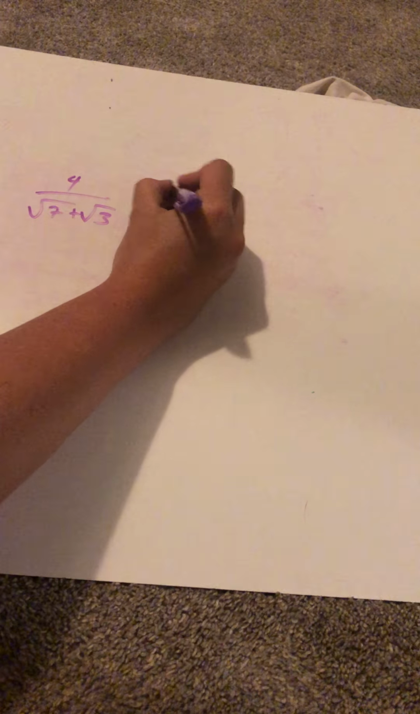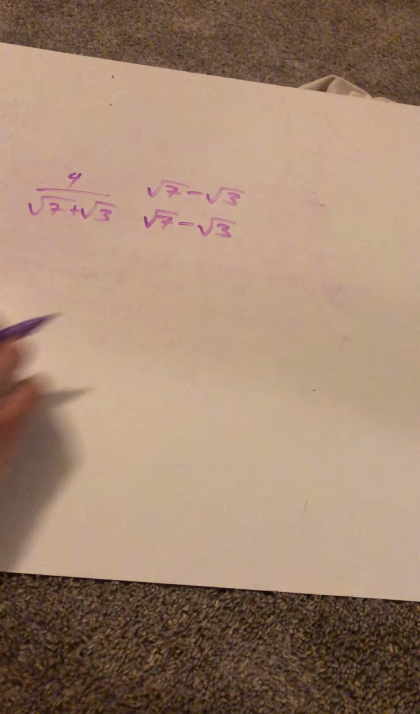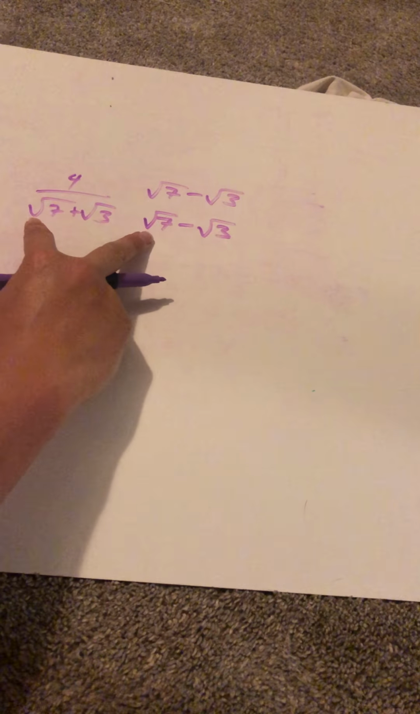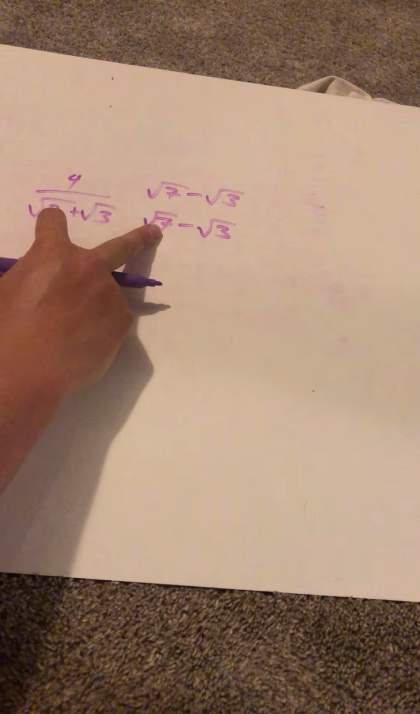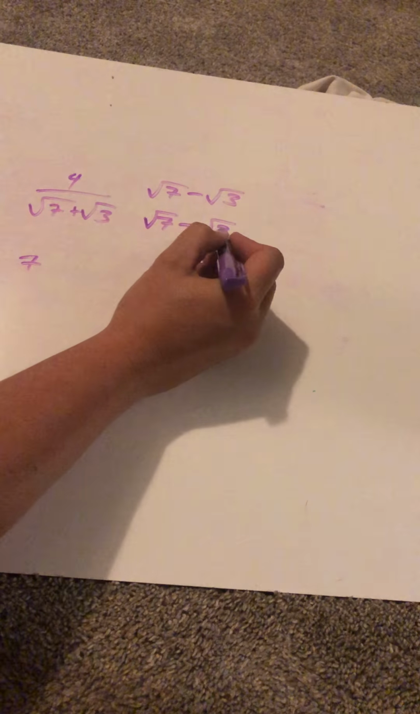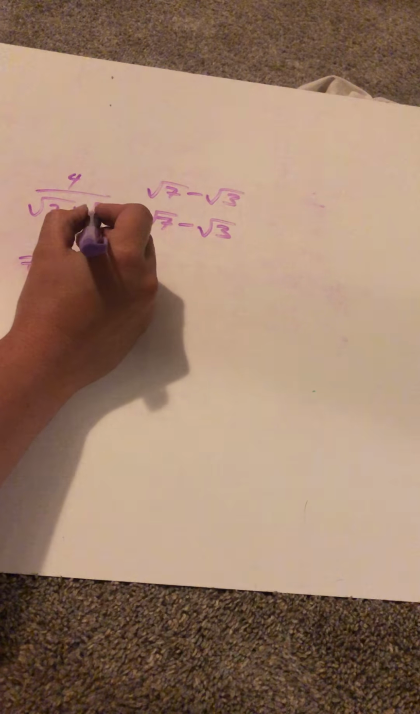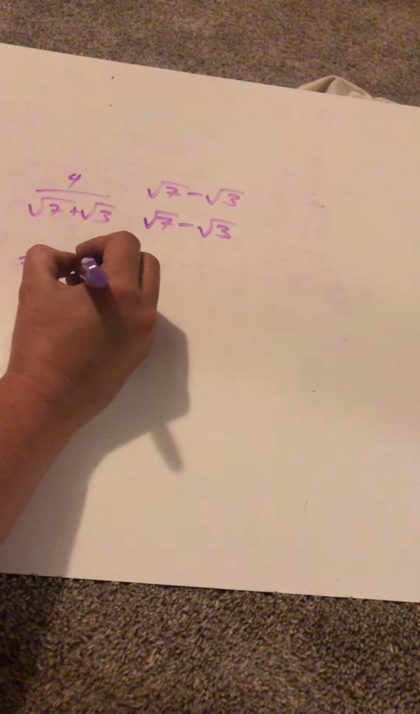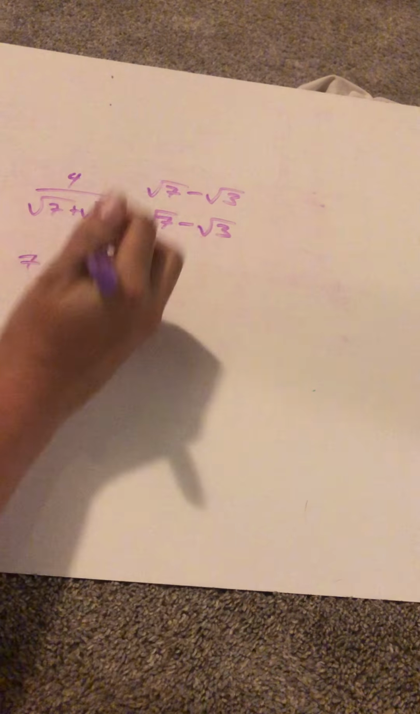to top and bottom. Alright, the purpose being that when I FOIL out the bottom here, the radicals will go away. So I'll get the square root of 7 times the square root of 7, which will just be 7, because you'll get the square root of 49. This would be minus root 21. This is plus root 21, so those cancel. And then positive square root of 3 minus the square root of 3 becomes minus 3. Okay? Because square root of 3 times square root of 3 makes 3.